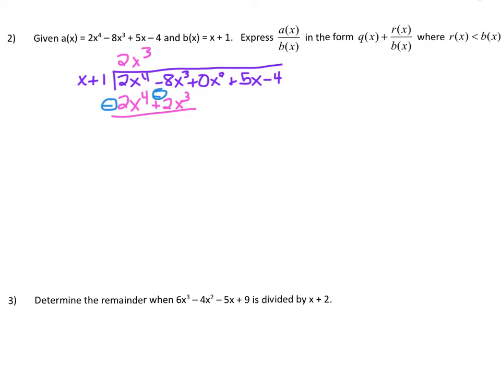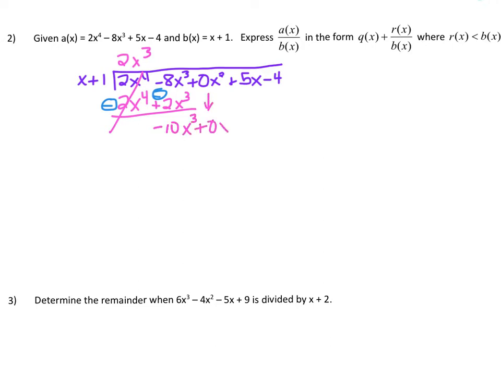All right, so now 2x to the 4th minus 2x to the 4th. That's going to cancel out, and that should always happen with the first terms. And then here, negative 8x cubed minus 2x cubed is negative 10x cubed. Remember, you're always using the sign you circled. So negative 8 minus 2 is negative 10. So that's going to leave us with negative 10x cubed. All right, and then we're going to bring down the next term.